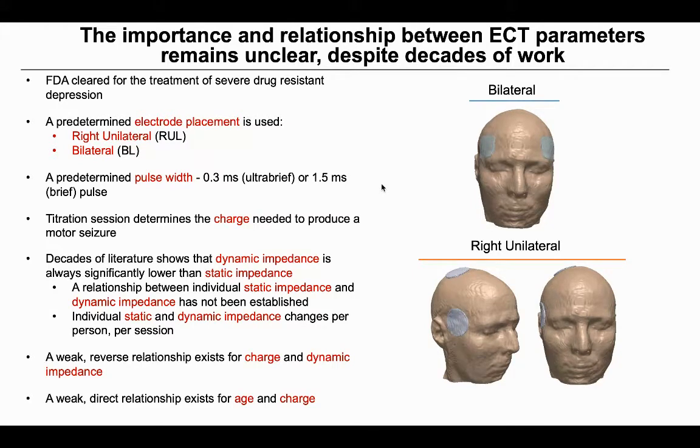Static impedance is the resistance of the head to the current at 1 milliamp. Dynamic impedance is the resistance of the head to the current at 800 or 900 milliamps. The relationship between individual static and dynamic impedance has not been established.